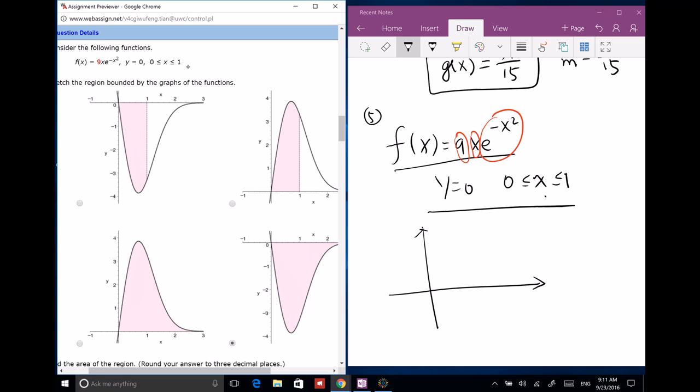Now it's from 0 to 1. Well, this one actually goes from 0 to 3. Then the answer is going to be just this one, because it's from 0 to 1. Okay? It's pretty simple.